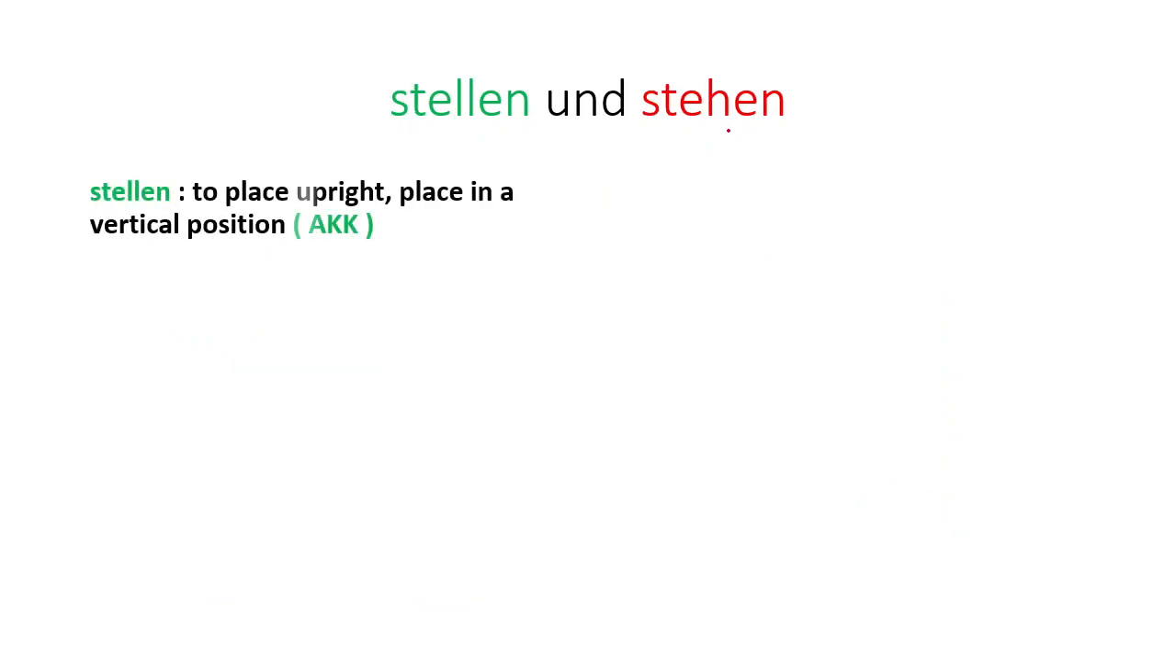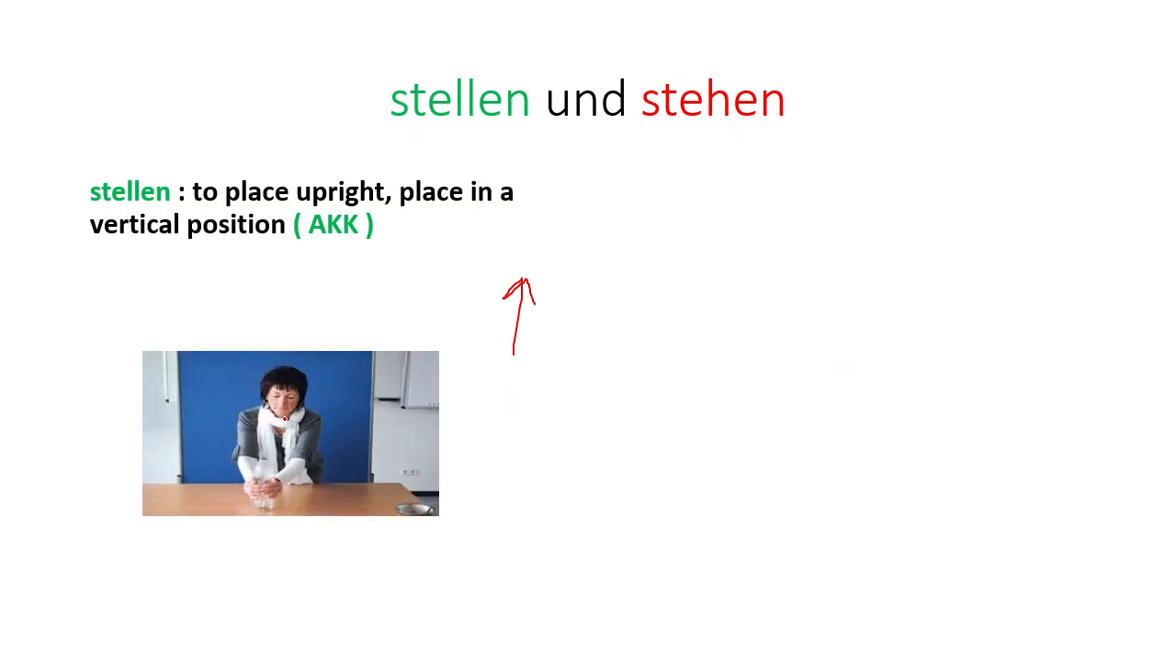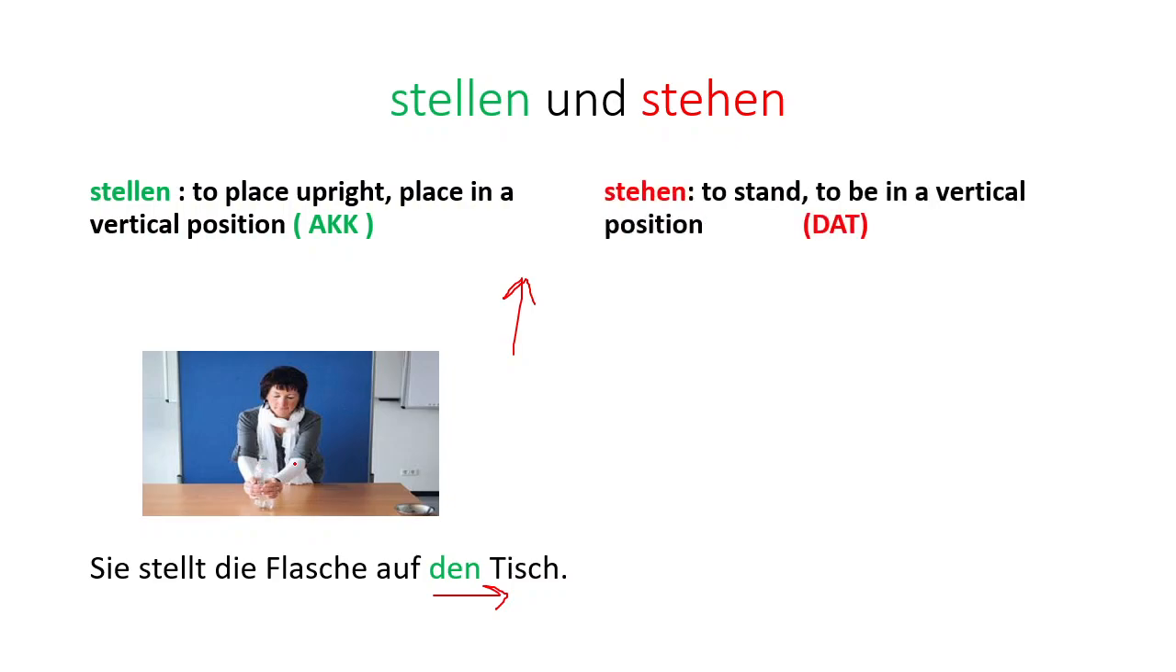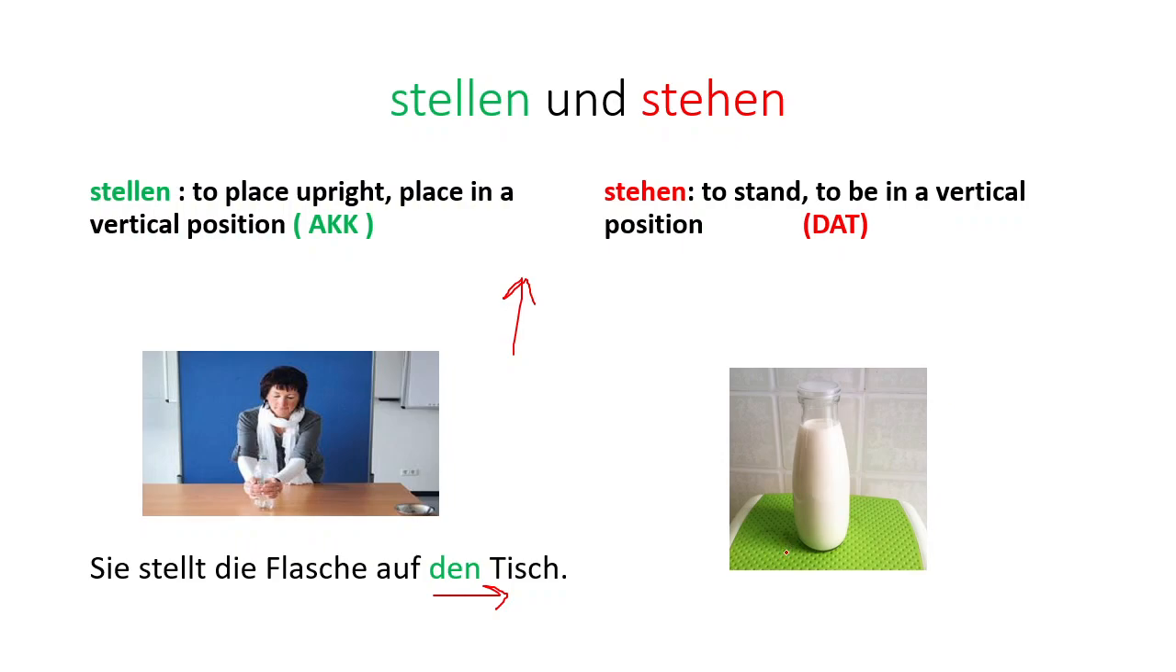Let's see stellen and stehen. Stellen means to place something standing, and stehen is standing. I am putting this bottle on the table: Sie stellt die Flasche auf den Tisch. Accusative, because she is putting it, making it stand, so there is movement. Stehen, no movement: Die Flasche steht auf dem Tisch. The bottle stands on the table. Stellen, movement, accusative. Steht, no movement, dative.